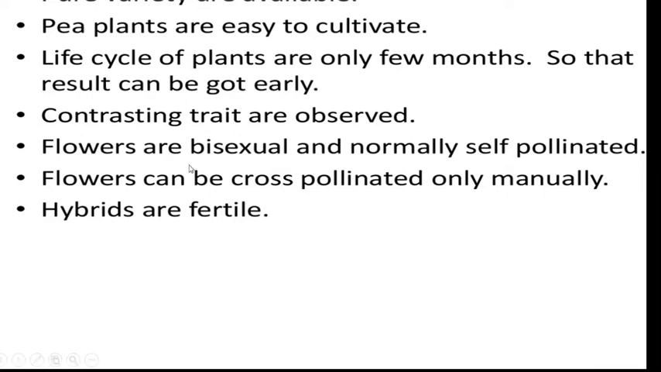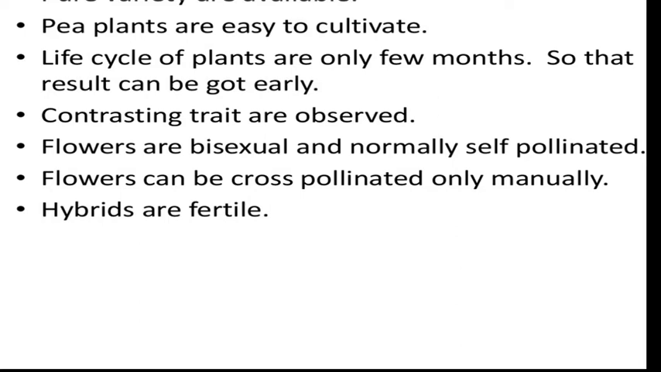Then the flowers in pea plant are bisexual and normally self-pollinated. Next, the flowers can be cross-pollinated very easily by hand manually. Then the hybrids obtained in the case of pea plants are fertile, so they are able to give rise to plants. Because of these reasons, pea plant was taken into consideration. That is the reason behind this.